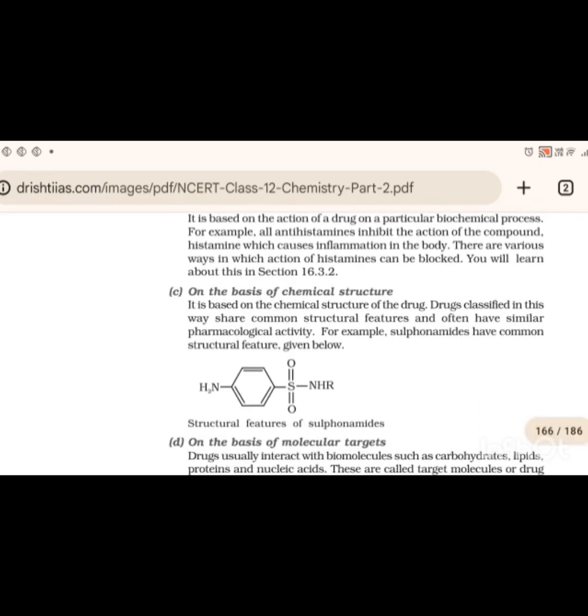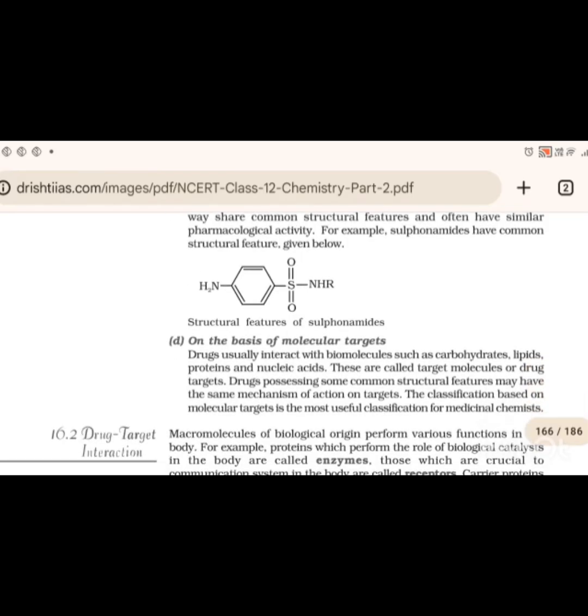On the basis of chemical structure, it is based on the chemical structure of the drug. Drugs classified in this way share common structural features and often have similar pharmacological activity. For example, sulfonamides have a common structural feature given below.